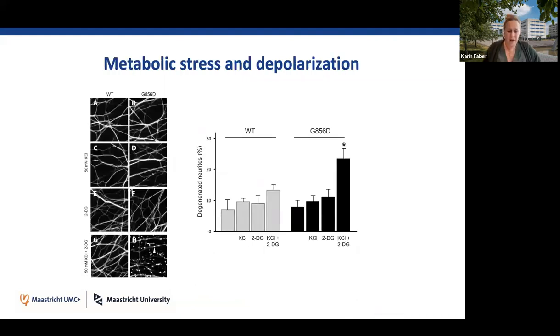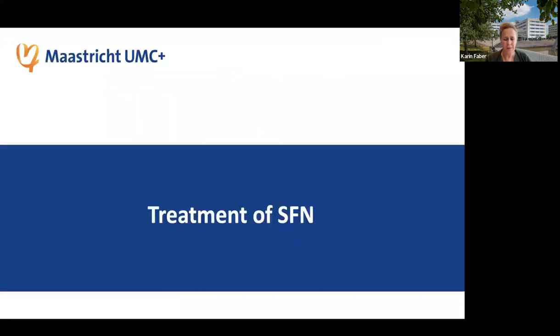Also, in a special mutation that we found, we demonstrated that metabolic stress and depolarization elicit neurite degeneration. This was seen in the G856D variant. And this is also important to realize.